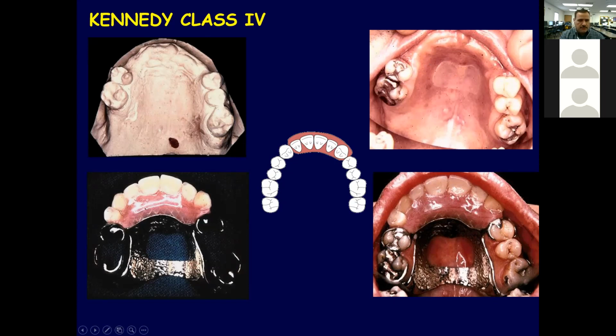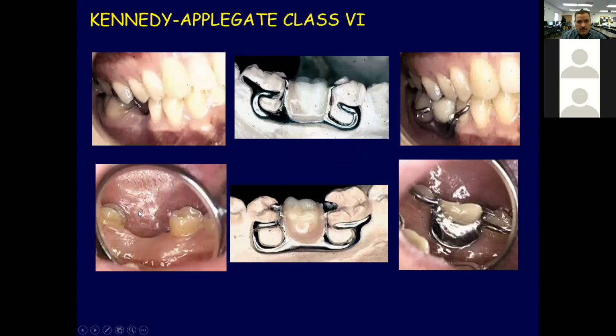So this is a metal partial denture. In a partial denture, the metal will give it stability. There's no movement. So when there's no movement, there's no torque, there's less pressure on the remaining teeth. And this is the picture of the missing teeth. This is another classification, class 3.